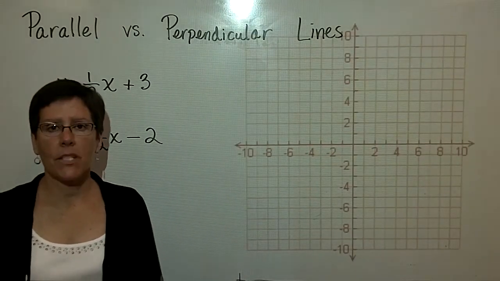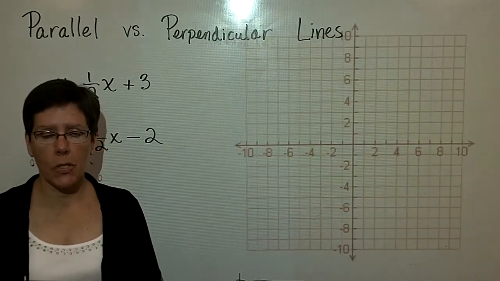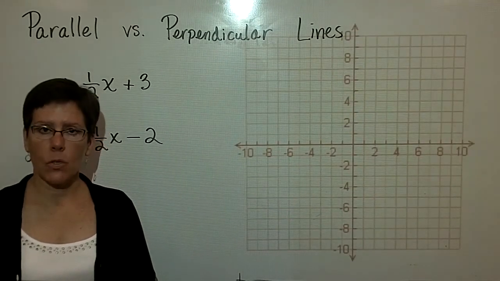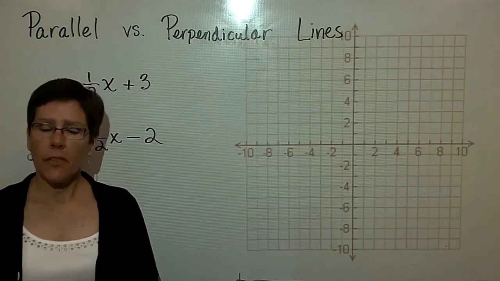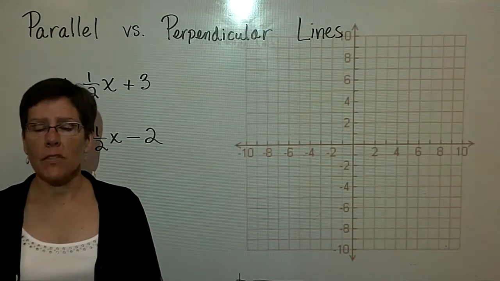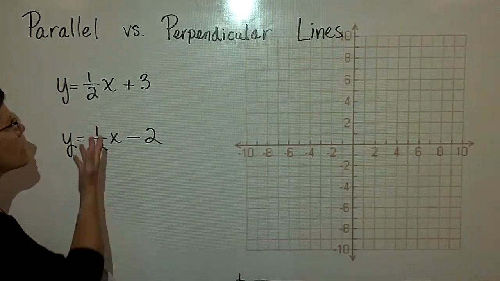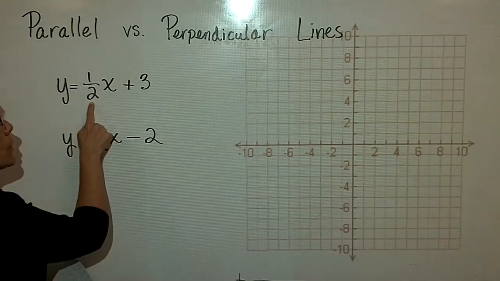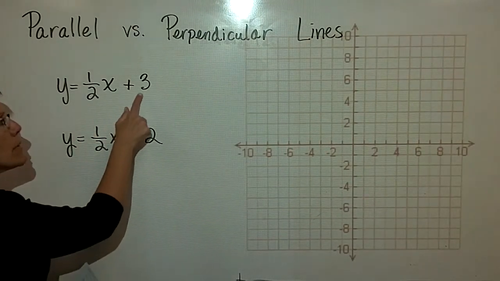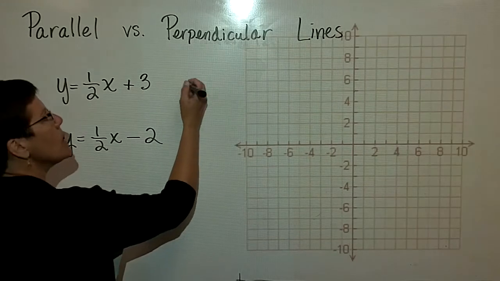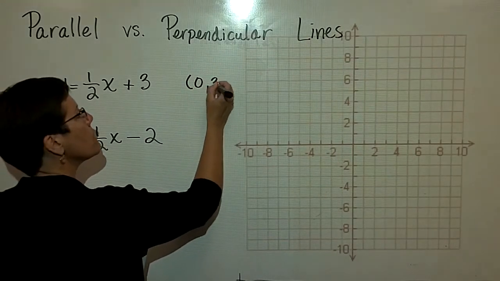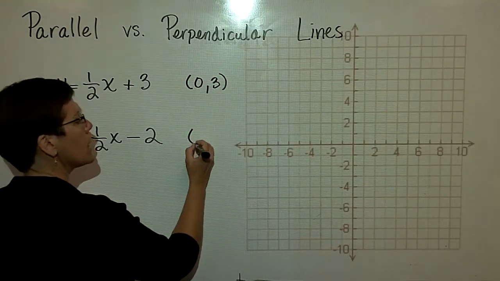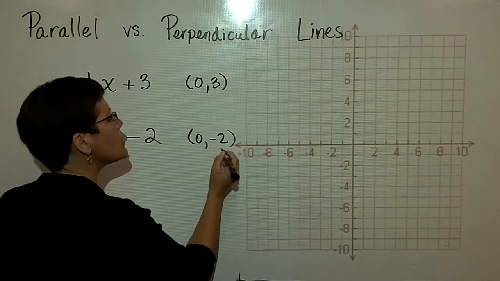Let's take the time now to study whether or not two linear equations might be parallel to one another. And if they are, they would have the same slope. Let's look at these two equations. They both have a slope of 1/2, but this one has a y-intercept of (0, 3), and this one has a y-intercept of (0, -2).